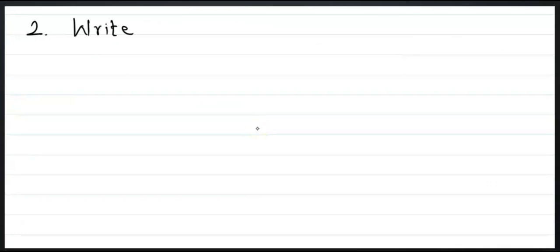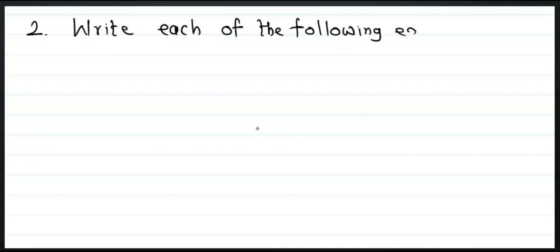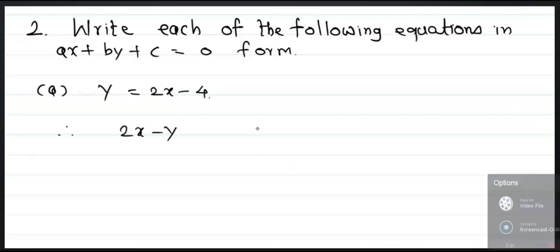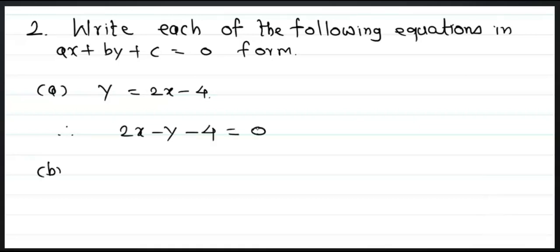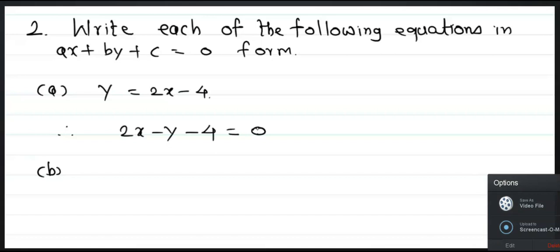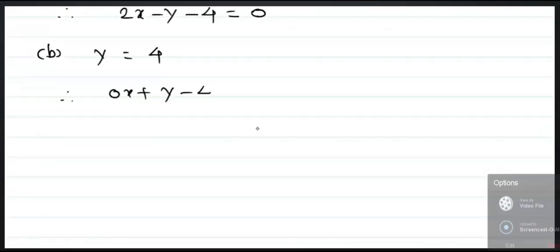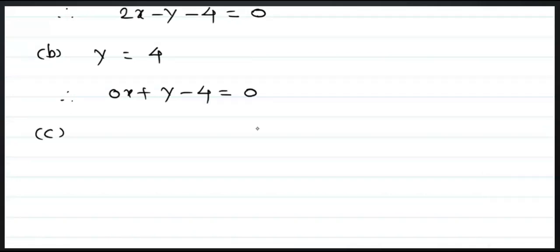Question number 2. Write each of the following equations in ax plus by plus c is equal to 0 form. Now y is equal to 2x minus 4. Therefore 2x minus y minus 4 equals 0. It's very simple. y is equal to 4, and again it is written as 0x plus y minus 4 equals 0.